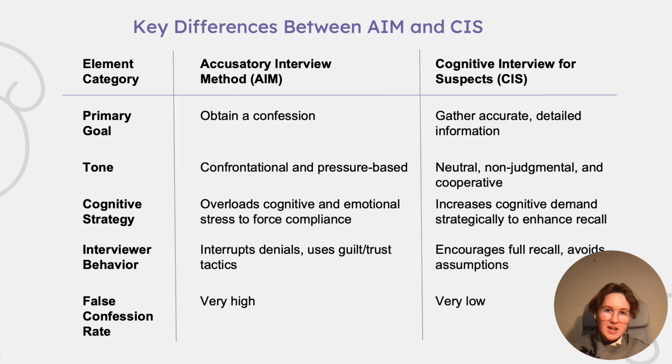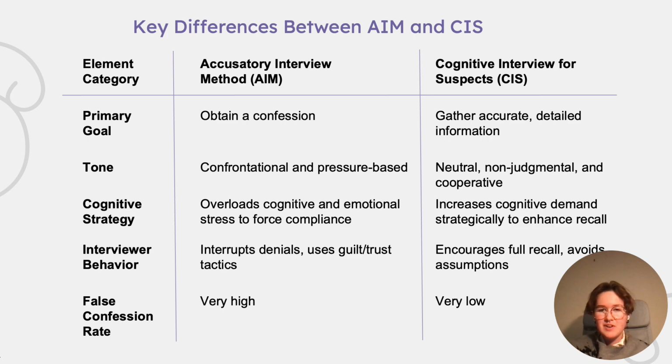In contrast, the AIM, which is modeled on the Reid technique, aims to increase cognitive load through intimidation. It follows 3 stages: isolation, creating emotional distress; accusation, direct confrontation and denial of rebuttal; and minimization, shifting the tone to sympathy and offering moral justification. The CIS and AIM are fundamentally different.